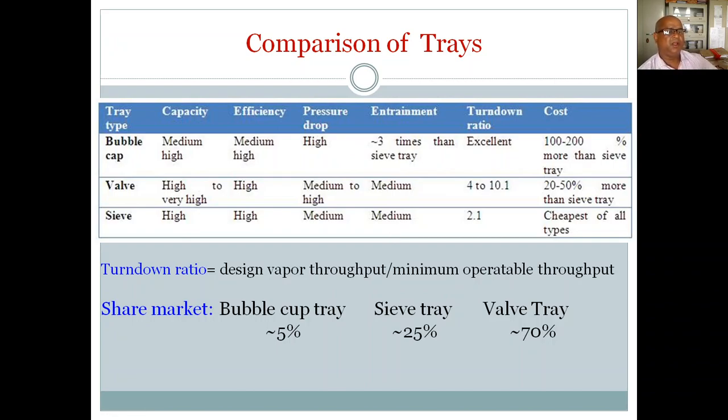And the turndown ratio, I am telling you what the turndown ratio is. For the bubble cap it is excellent, 4 to 10:1. For the sieve tray it is 2:1.